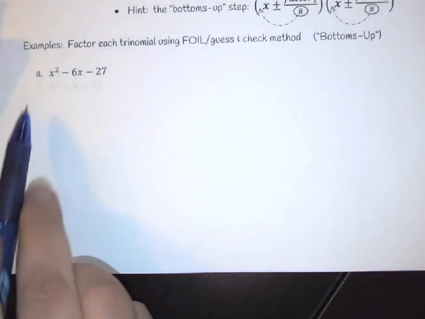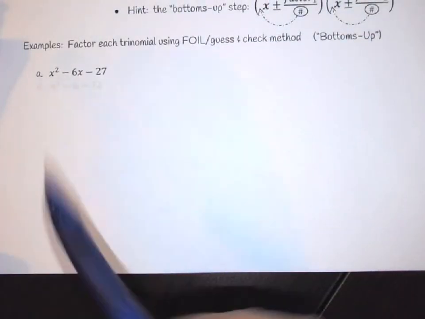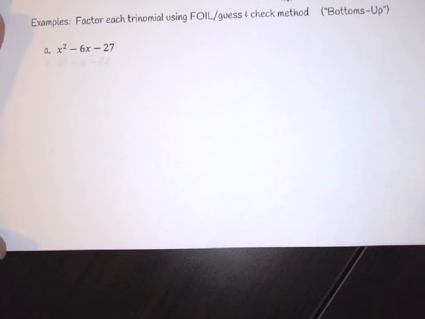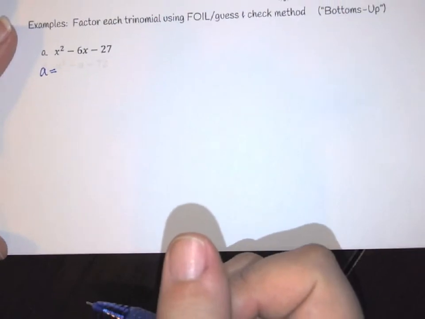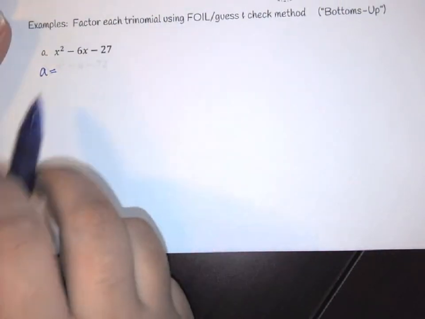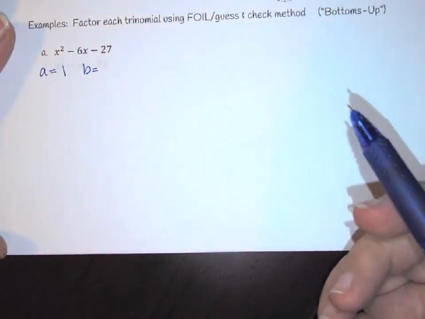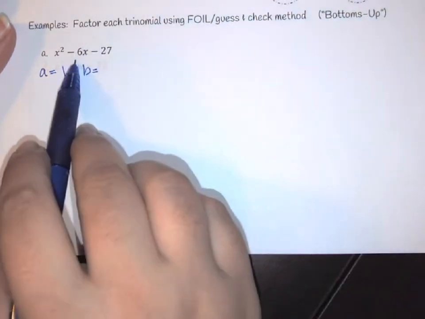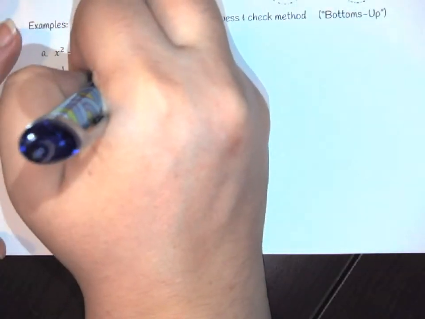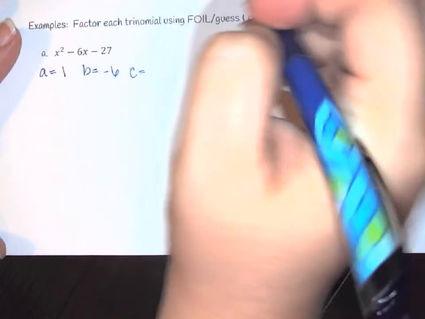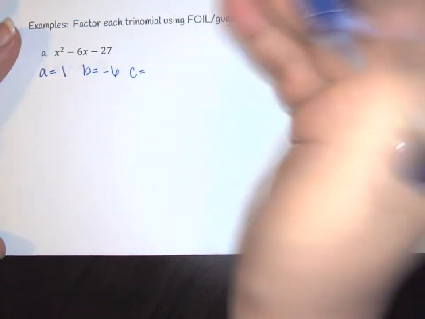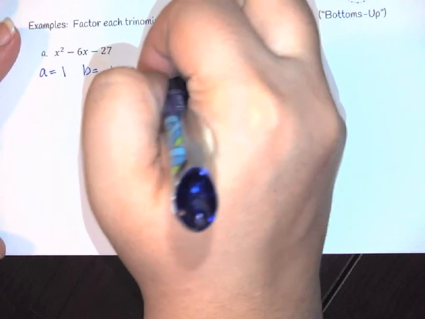So let's go ahead and take a look at this. So I have x squared minus 6x minus 27. So the first thing that I want to do is I want to identify A, B, and C. So this part, A is going to be the leading coefficient to your x squared term. So this is just x squared. It means A is 1. My B is going to be the coefficient attached to the x value. So in this case, it's a -6. And then C is going to be whatever your constant was. Well, in this case, it's a -27.